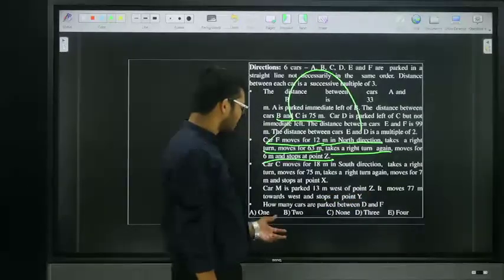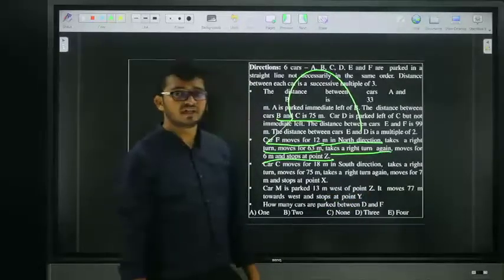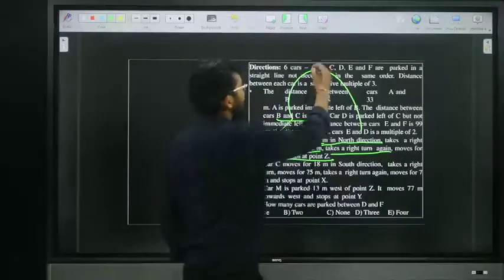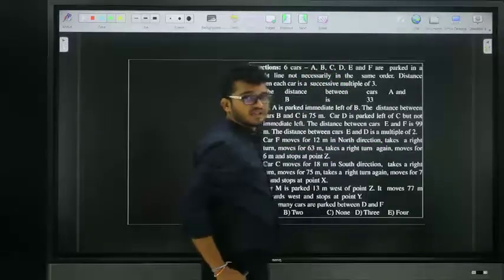Now the question is: how many cars are parked between D and F? Friends, at present, this model is very important.